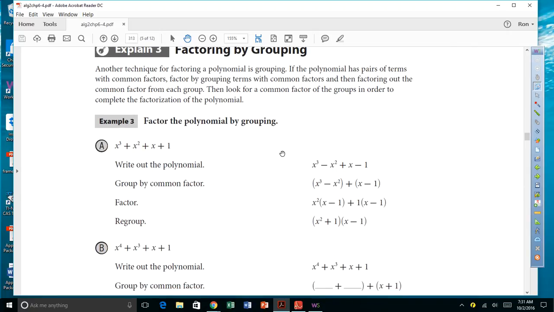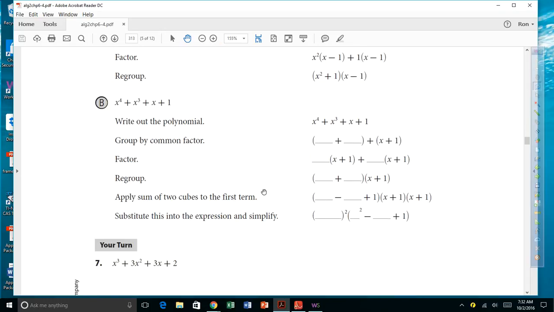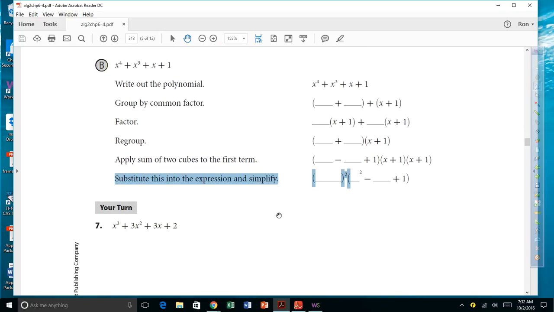Factor by grouping. Another technique for factoring a polynomial is grouping. If the polynomial has pairs of terms with common factors, factor by grouping terms with common factors and then factoring out the common factor from each group. Then look for a common factor of the groups in order to complete the factorization of the polynomial. All right, take a look at A and then follow along. Stop the video and follow along. And then when you come back, we'll do B together.